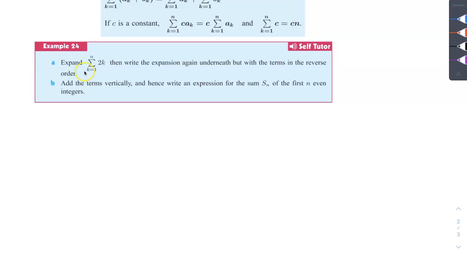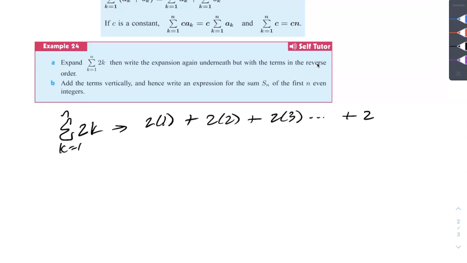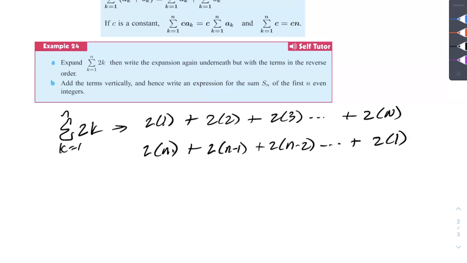Expand the summation from k equals 1 to n of 2k, then write the expansion again underneath it, but with the terms in reverse order. So they want us to write this sum to n of 2k. Again, that'll just be 2 times 1 plus 2 times 2 plus 2 times 3, and so on, here, plus 2 times n. Now they want us to write it again in reverse order. So in reverse order, it would be 2 times n plus, now how does this work? It'll be the one before this. So it'll be 2 times n minus 1 plus 2 times n minus 2, and we end at 2 times 1, like this.